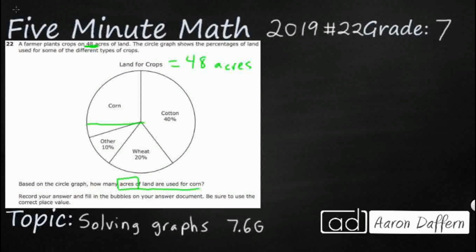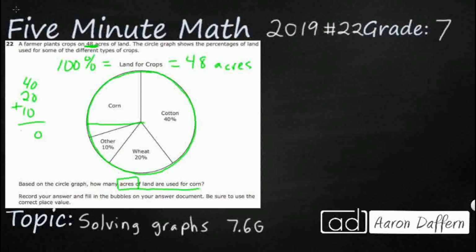Now, we need to know that this whole entire circle graph, the beauty of these circle graphs is that the whole thing equals 100%. And we know that that 100% equals 48 acres, but the whole thing makes 100%. So let's just see what we've got so far. We've got cotton for 40. We've got wheat for 20. Other for 10. Let's see what we've got.